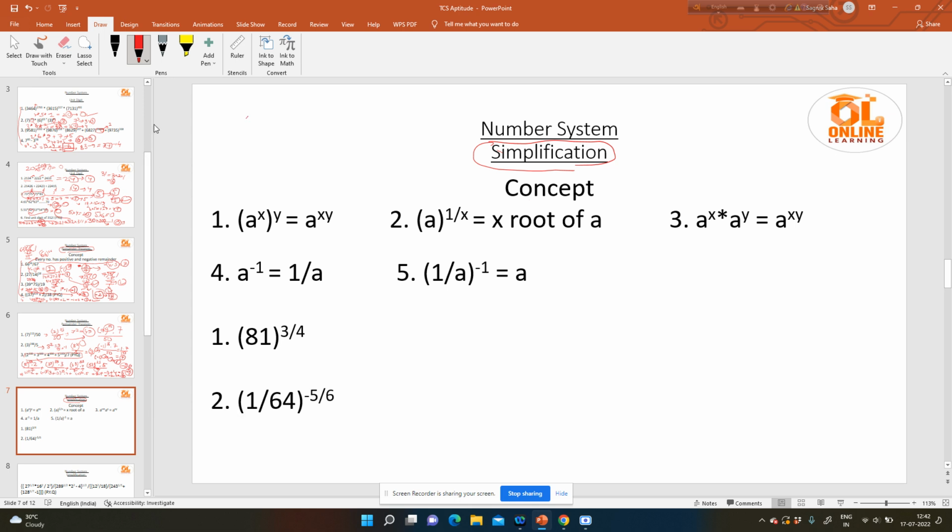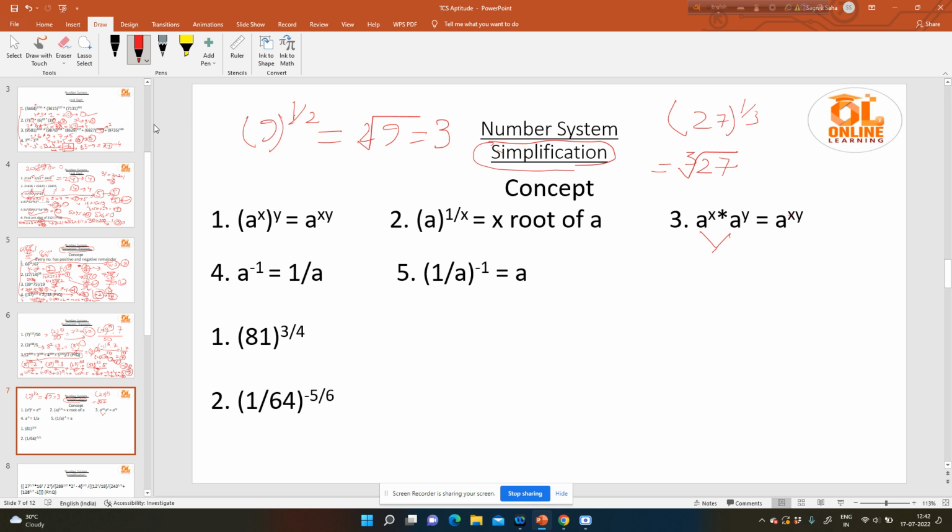For example, 9 to the power 1 by 2 means the square root of 9, that will be 3. If we have 27 to the power 1 by 3, it means the cube root of 27. So 1 by x means the x-th root of the number a. Now if we have two numbers with the same base and different powers, a to the power x into a to the power y is equal to a to the power xy.